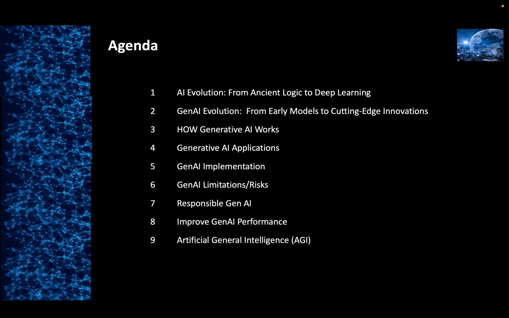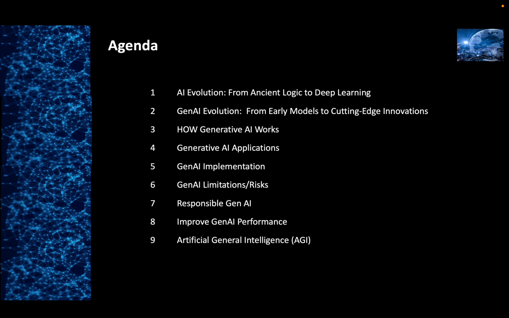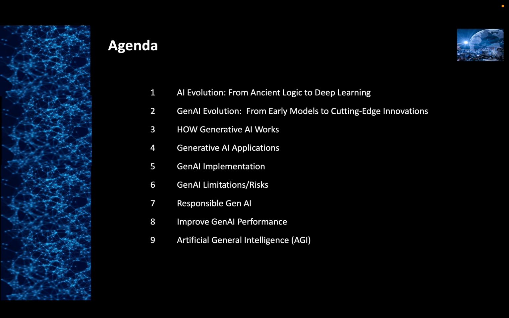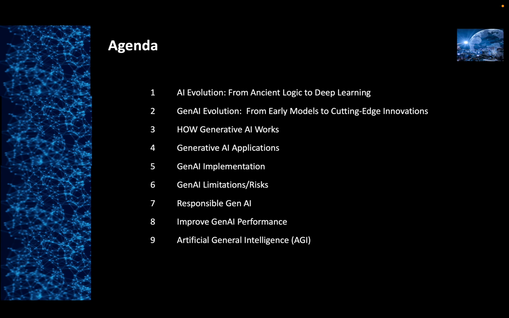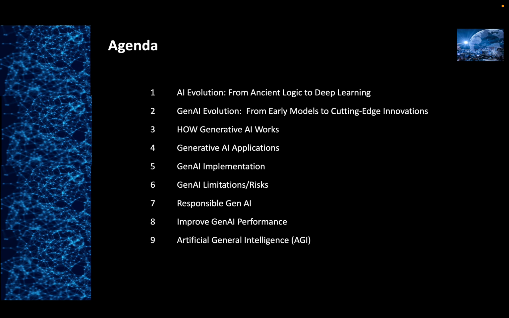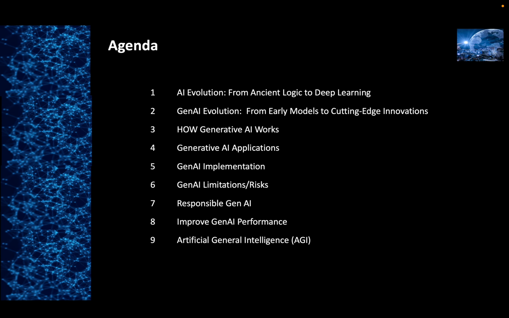We also look at how generative AI models work, applications of generative AI models, and how to implement GenAI models, and what are all the risks and limitations associated with GenAI models and their implementation. And also we will look at how to build a responsible GenAI model and how to improve GenAI performance. Finally, we will look at what is AGI, which is artificial general intelligence.